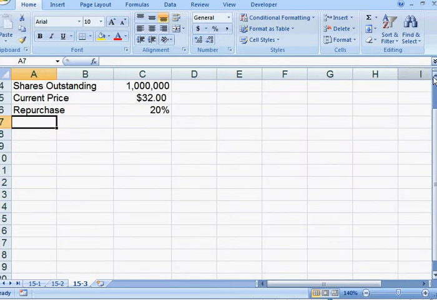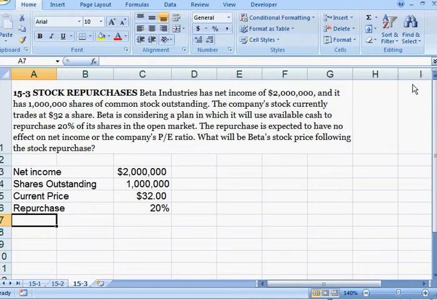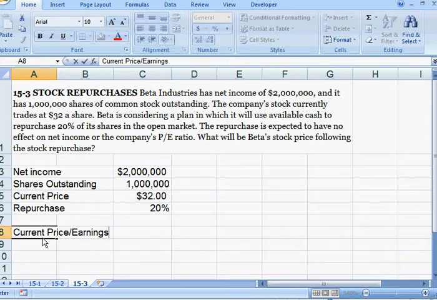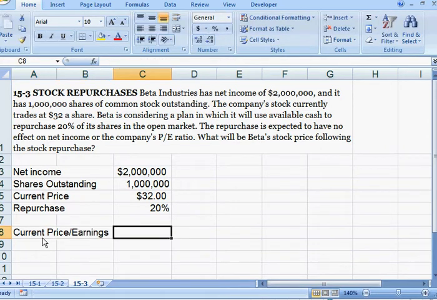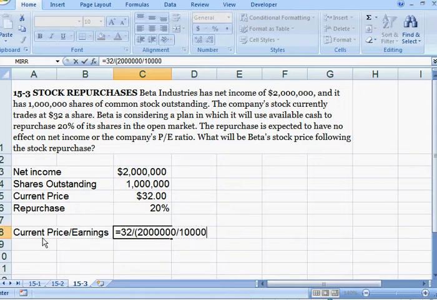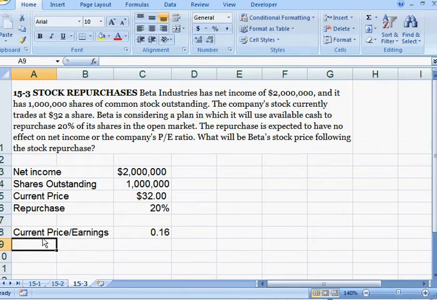So let's look right now at what the price-earnings ratio is currently. So we have the current price-earnings. So the current price we already know is $32. So we'll put the $32 on the top. On the bottom is the earnings per share. And since we have net income of $2 million and we have 1 million shares outstanding, the current earnings per share is $2, and take that into the 32.